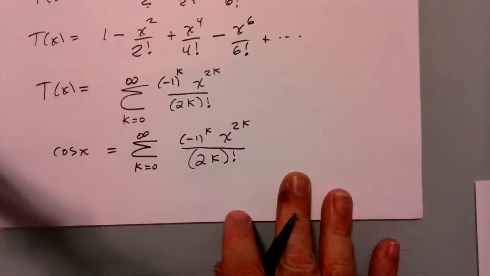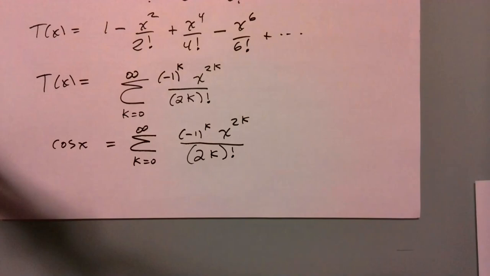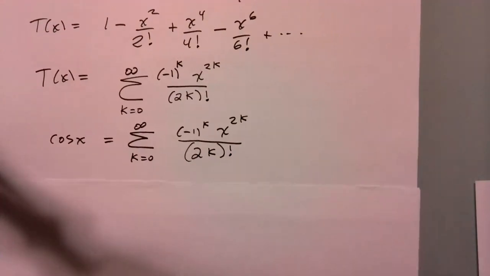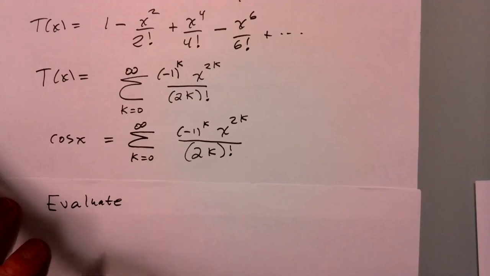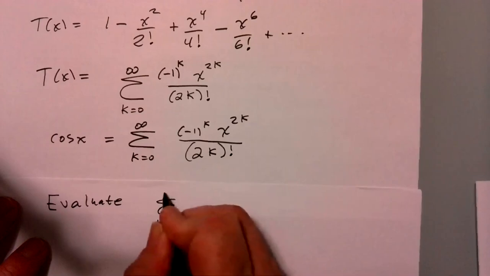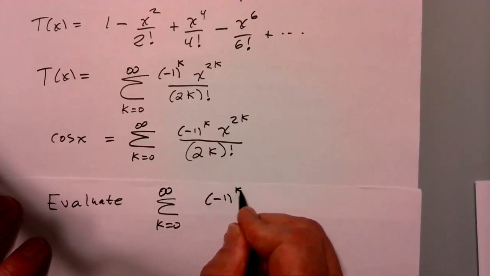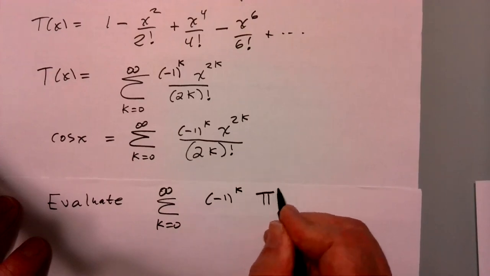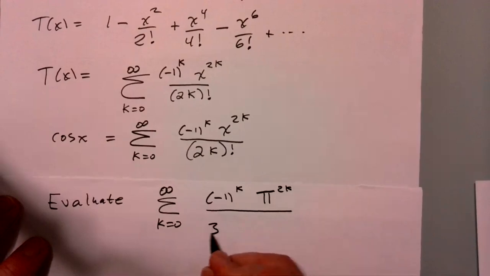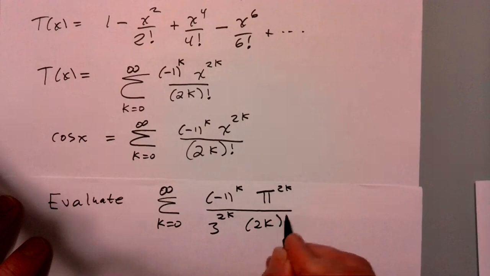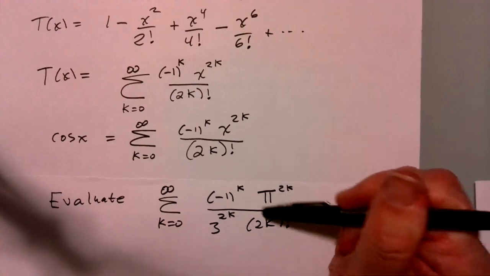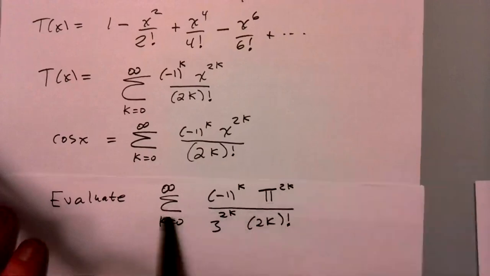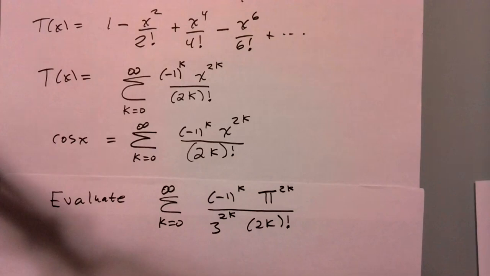Okay. So using that, I want to ask you the following question. Can you answer this for me? And I'd like you to put your answer in the comments. Evaluate the sum as k goes from 0 to infinity of negative 1 to the k, pi to the 2k, over 3 to the 2k times 2k factorial. So look at what you have. We have this definition, and then I've rewritten a question this way. Can you examine this and tell me what that thing has to sum to? I'll give you a minute and see what you can do. Go ahead and write your answer in the comments when you have it.